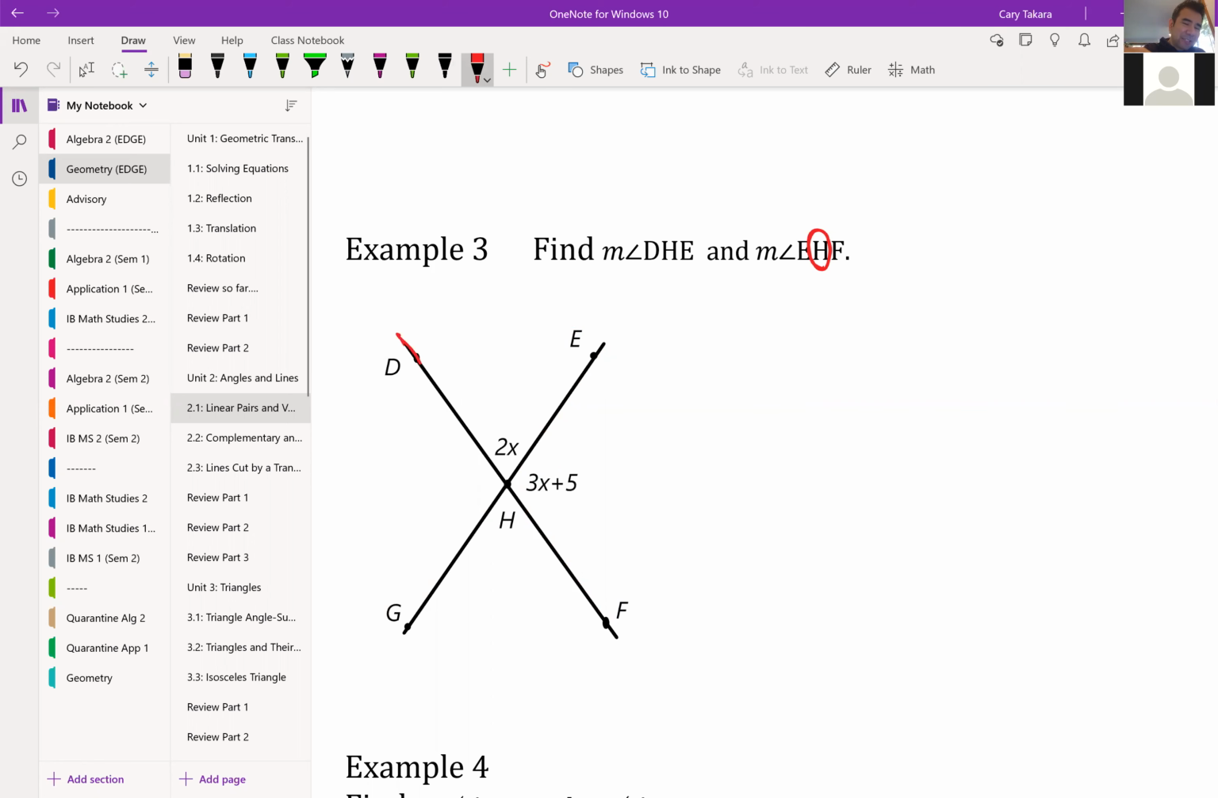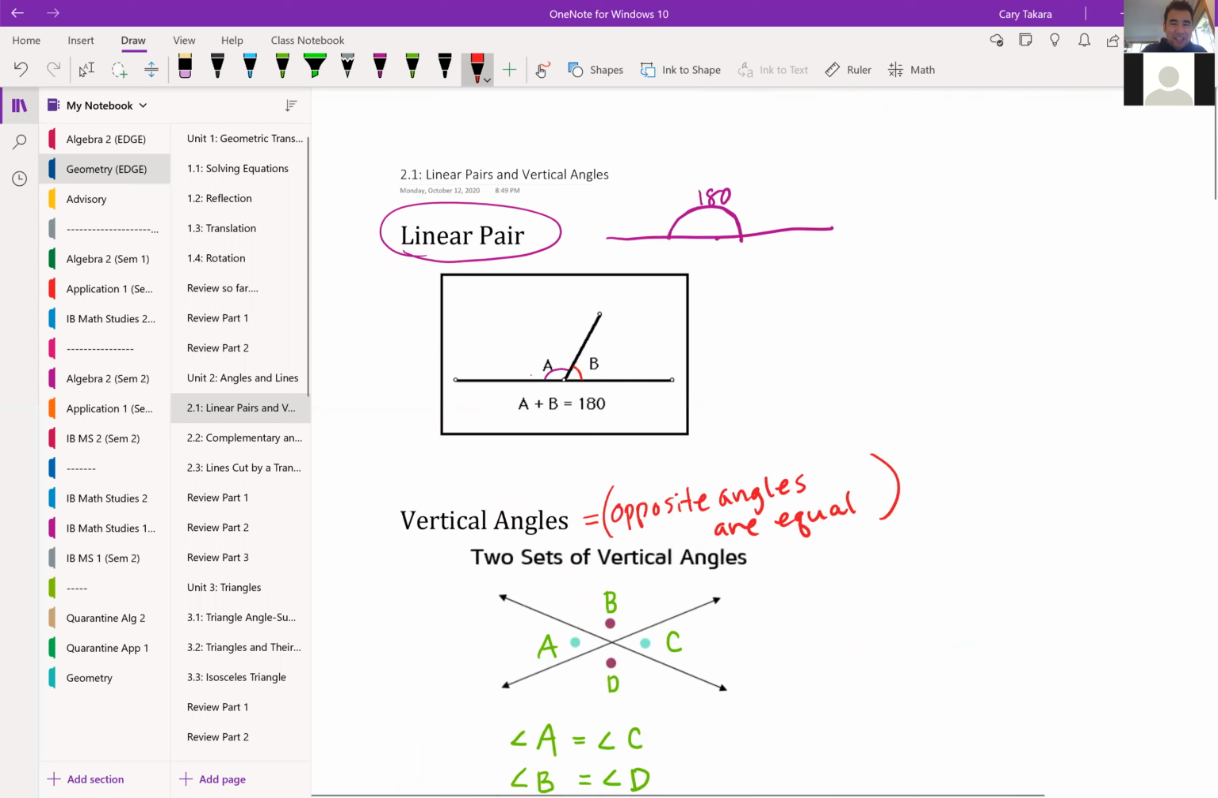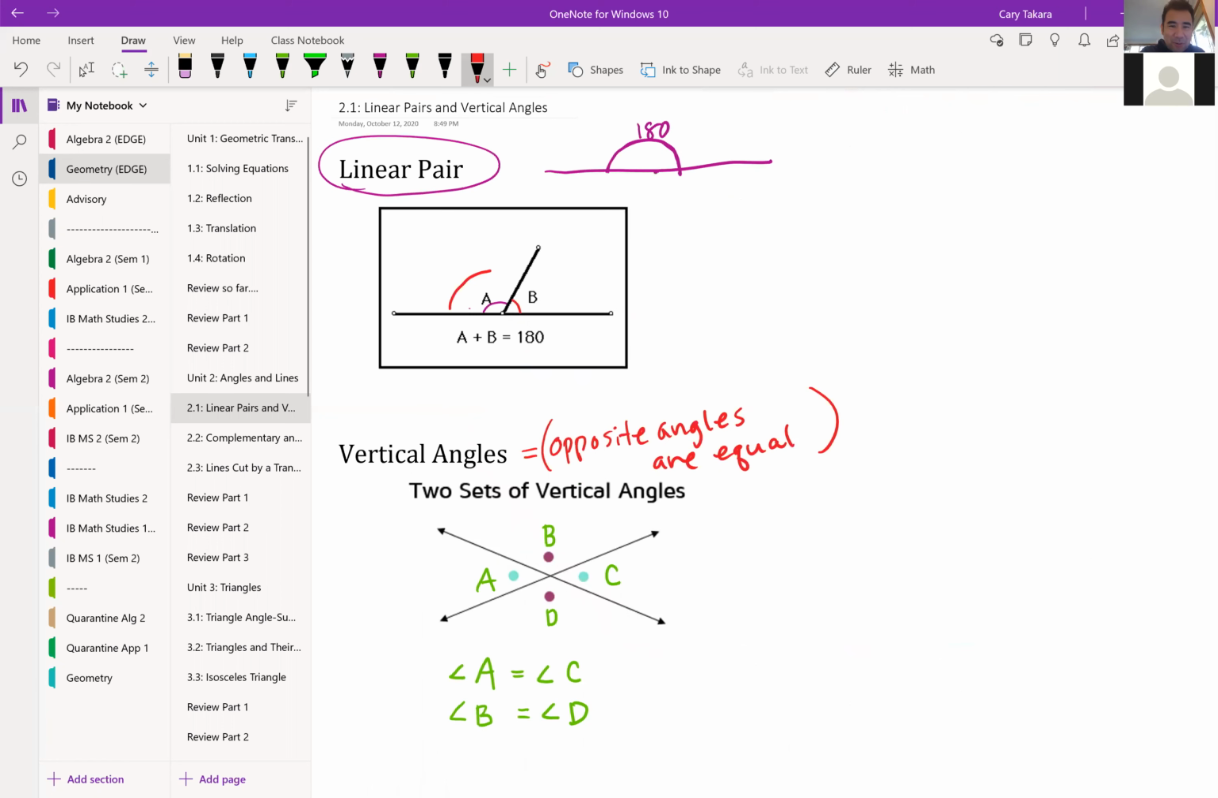Now, what do you guys remember about the straight line? What do you know about the straight line? The whole thing is 180 degrees, isn't it? It's the linear pair. This whole thing is 180 degrees. You get that? And we're going to use that.